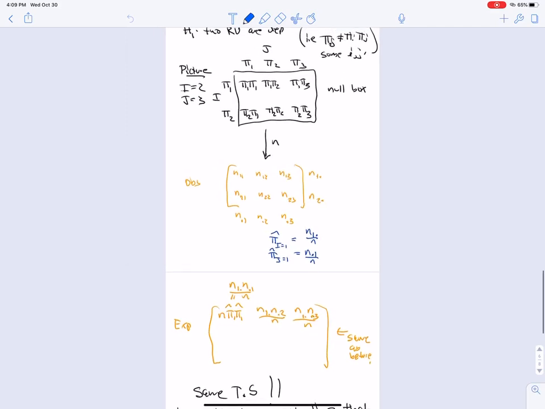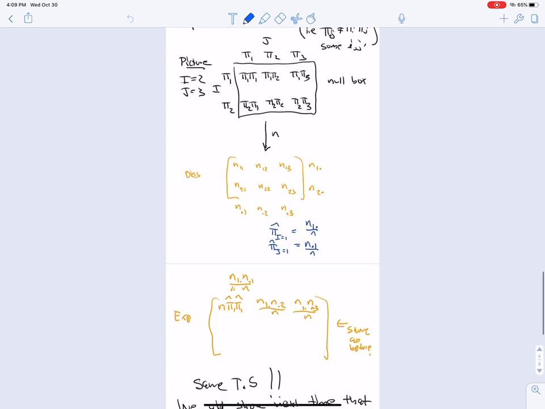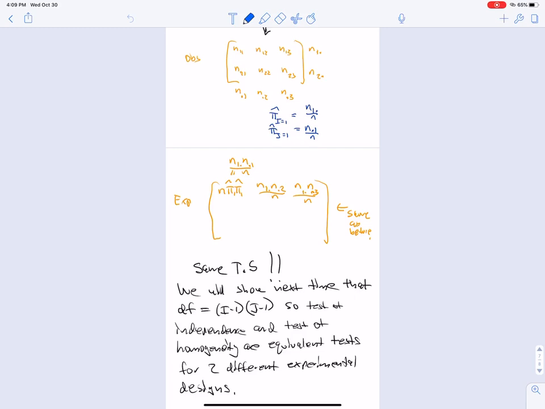So pi 1 hat and pi 1 hat for I and for j are as calculated above here, and you'll see that you get exactly the same expected table that we did get for test of homogeneity. So we're going to get exactly the same chi-square test statistic, and we'll show next time that this also has degrees of freedom I minus 1, j minus 1. So the test of homogeneity and the test of independence are exactly equivalent. They just correspond to different experimental designs.